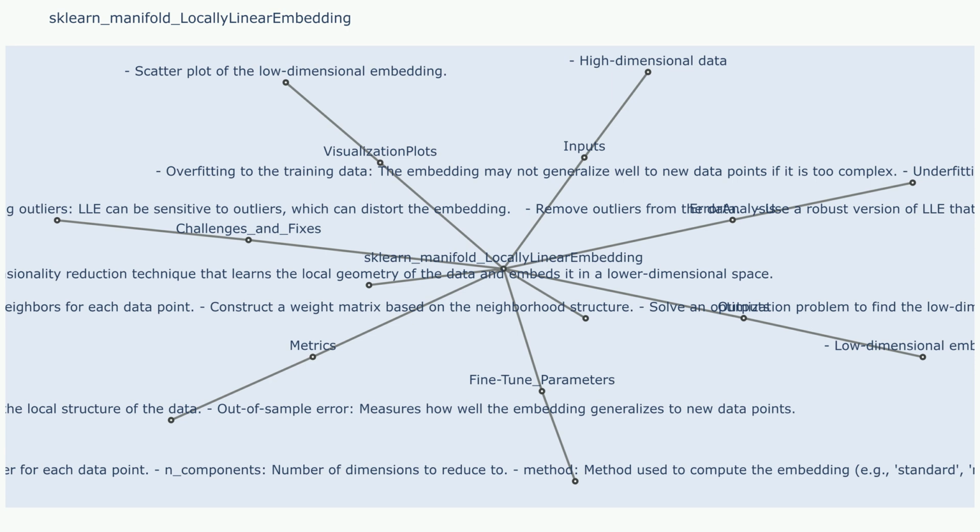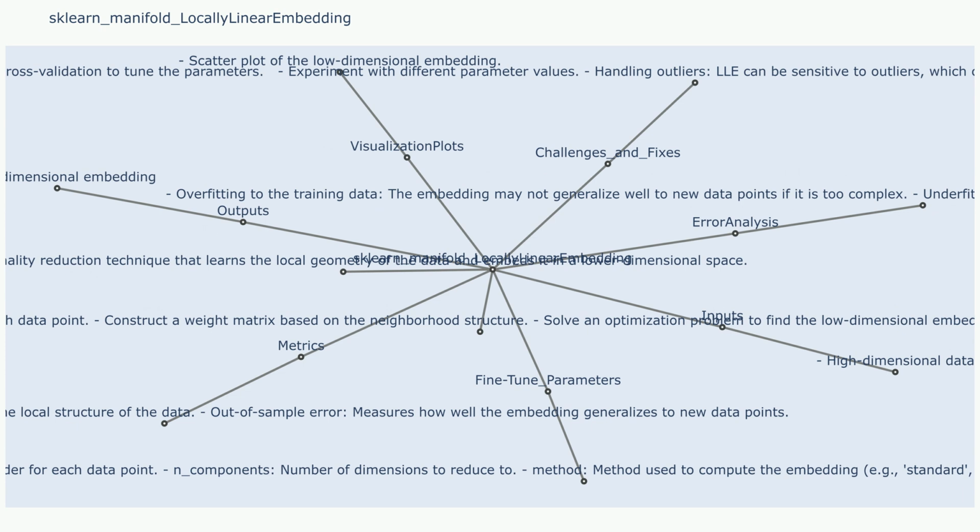Inputs: X, the input data, typically a 2D array of shape n_samples, n_features. Each row represents a data point in the high-dimensional space. n_components, the desired number of dimensions in the lower dimensional embedding. This determines the dimensionality of the output.